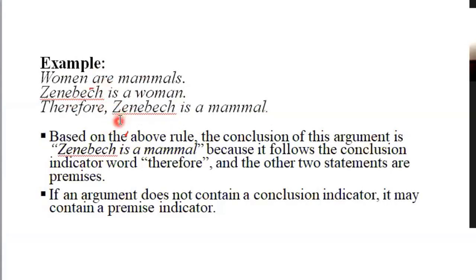The answer is by looking at the indicator word, that is, therefore. As we have said, the statement that comes after or next to the conclusion indicator is a conclusion. So here, based on the rule, the conclusion of this argument is never cheat a mammal. This is a conclusion. So by the rule of elimination, the remaining two statements of the argument are premises. If an argument does not contain a conclusion indicator, it may contain a premise indicator.